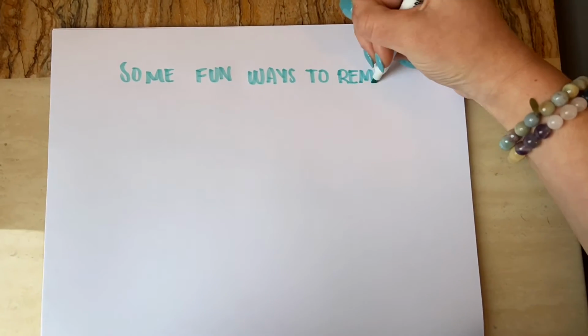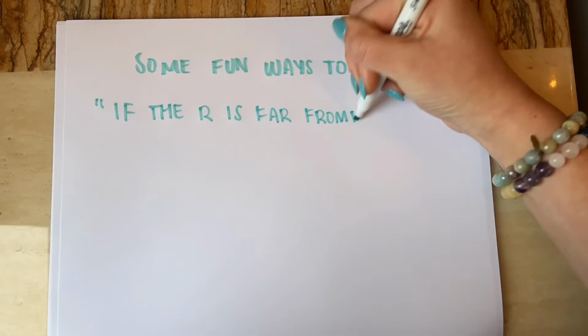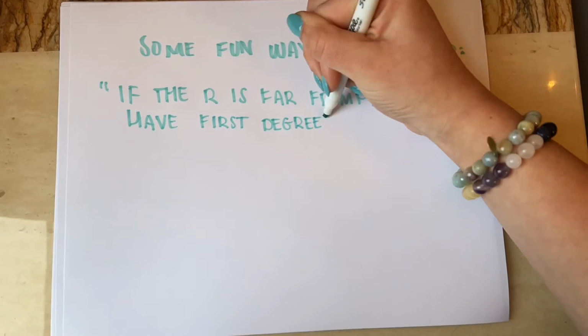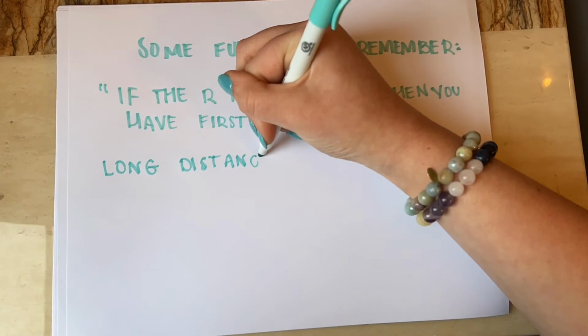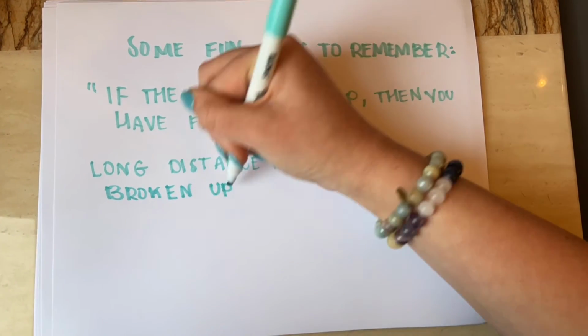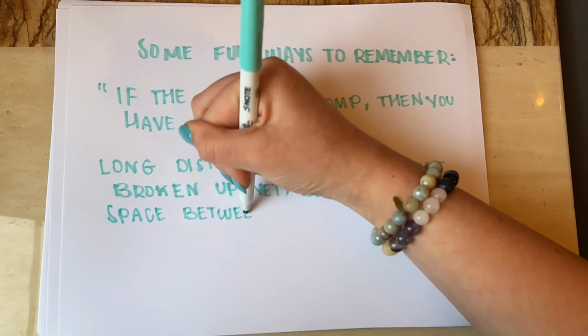These are a few ways that I think can help you to remember exactly what first-degree heart block is. The first is a quote that says, "If the R is far from P, then you have first degree." The second is a boyfriend analogy where you're in a long-distance relationship with your boyfriend and you will always have space and distance between you guys, but you haven't broken up yet. So you'll just always know that there's that space between you two.